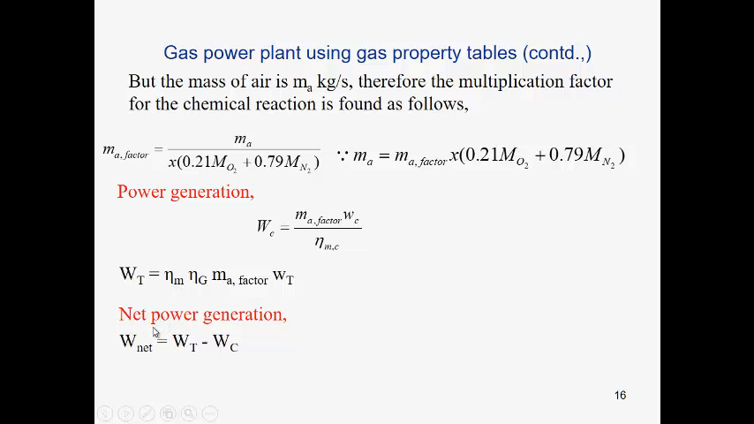The net output is as usual the difference between the gross output from the turbine and the compressor input. Thermal efficiency is output by input. Output is expressed in terms of kilowatts, and input is also expressed in kilowatts, that's multiplying this mass flow rate and the higher heating value per kg, and this is the mass flow rate into 100.